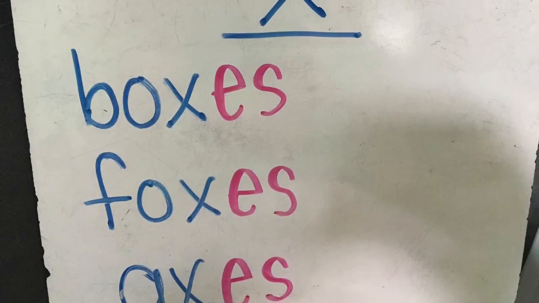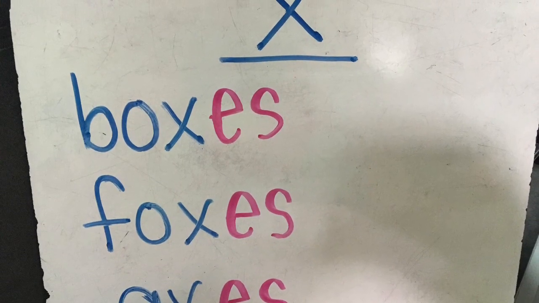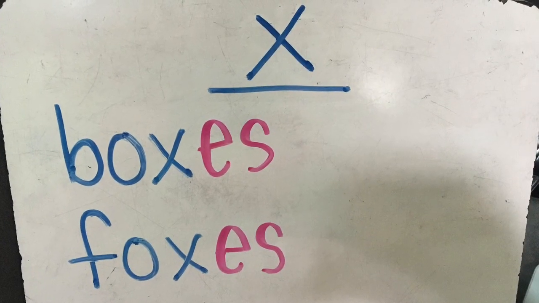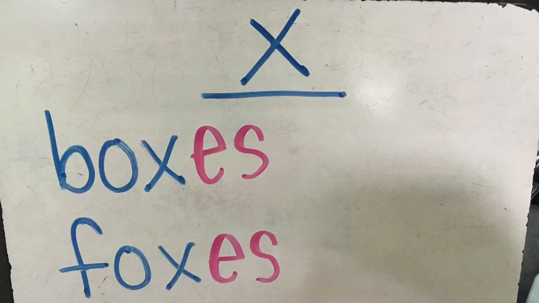Words that end in X, like boxes, foxes, and axes, you have to add an ES to those words in order for them to become plural.